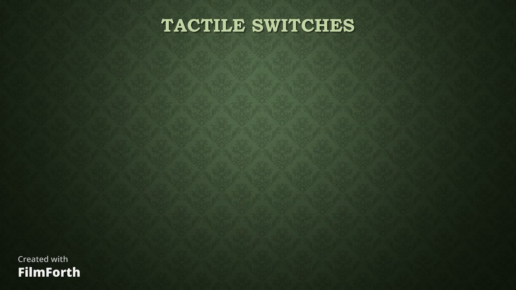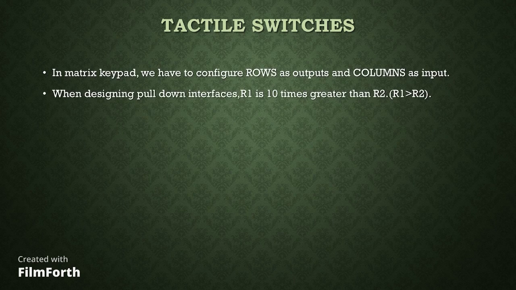Next, we can see about the tactile switches. In a matrix keyboard, we have to configure rows as outputs and columns as inputs. In designing pull-down interfaces, R1 is 10 times greater than R2, that is R1 is greater than R2.